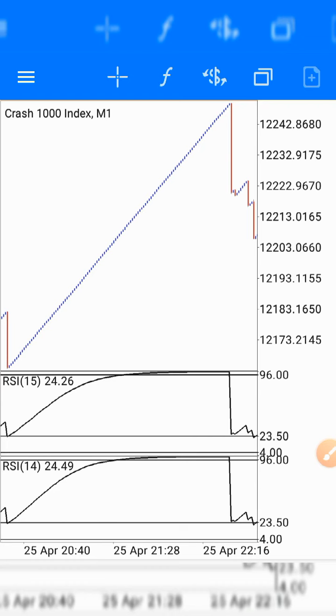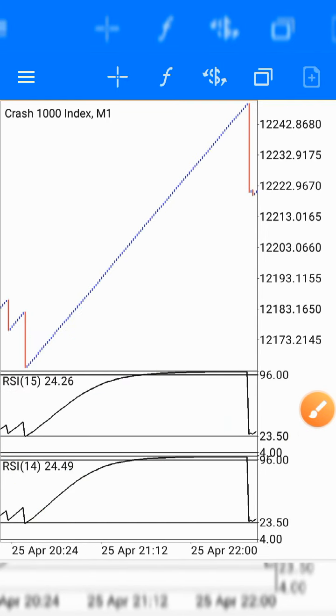Okay, let me explain the things. First of all, what you have to do is simply add RSI 15 and RSI 14. No other indicator is required, no other formula is required, just simply RSI 15 and RSI 14. Kindly hear my voice and note what I want to say to you.